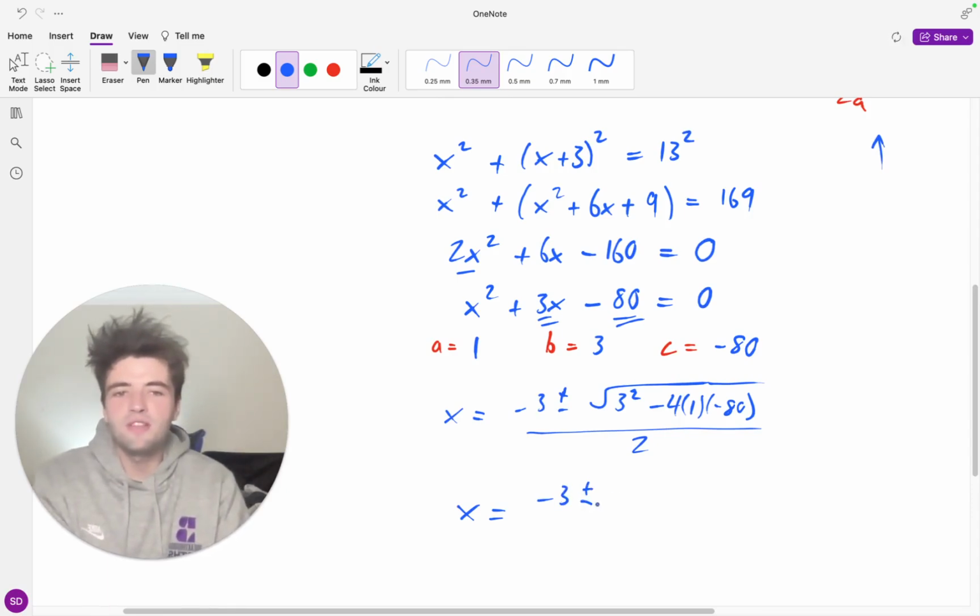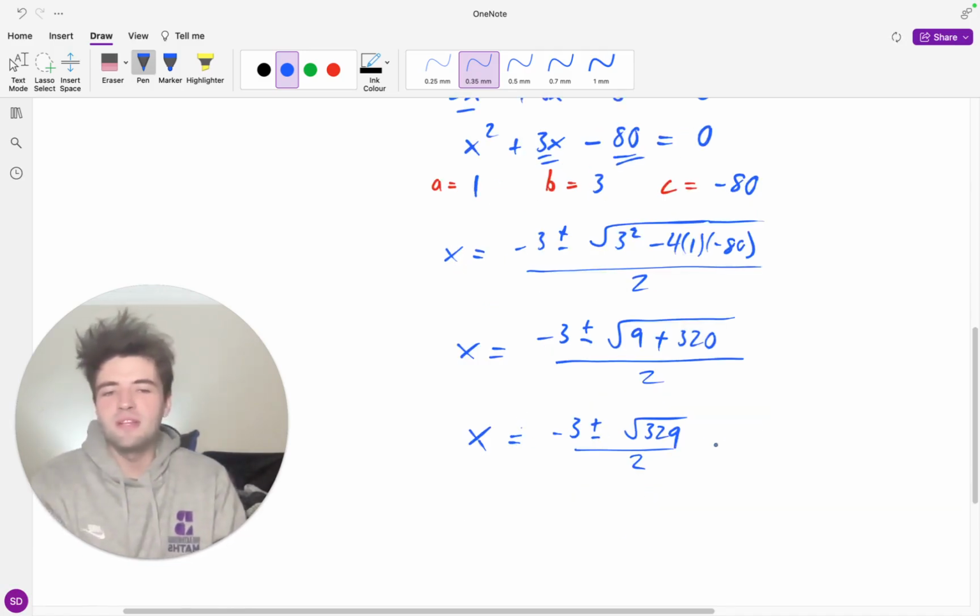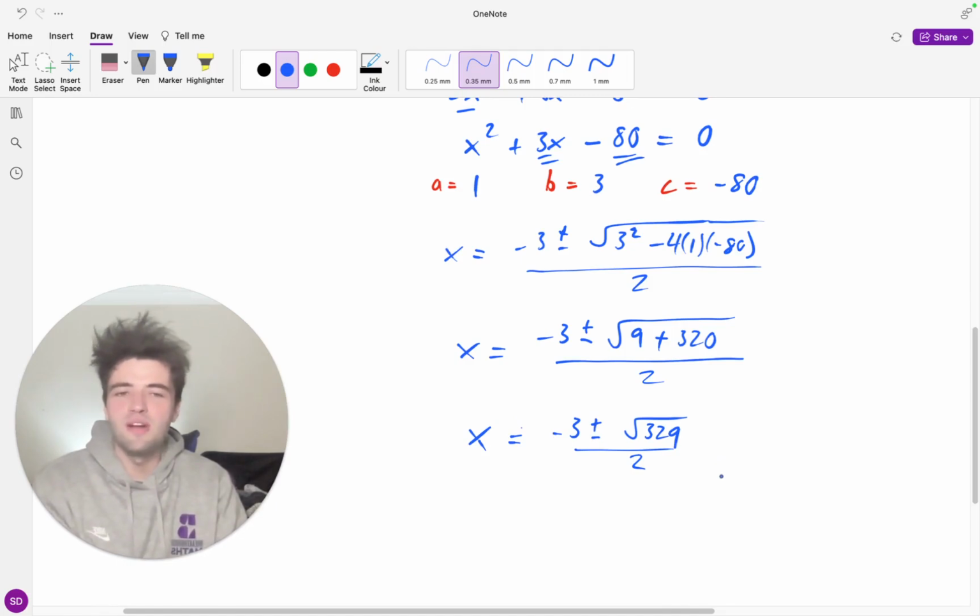So we have minus 3 on the top, plus or minus the square root of 3 squared, which we know is 9, minus 4 times minus 80, which is going to give us plus 320. So that's going to be 4 times 80 basically, because the minuses cancel out. And then on the bottom we're going to have 2 again. And so we basically end up with x being equal to minus 3 plus or minus the square root of 329, all divided by 2.